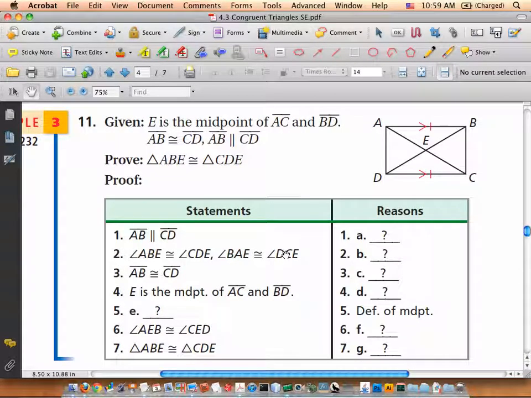We're going to do number 11 in the guided practice together. So let's go ahead and finish this one right here.